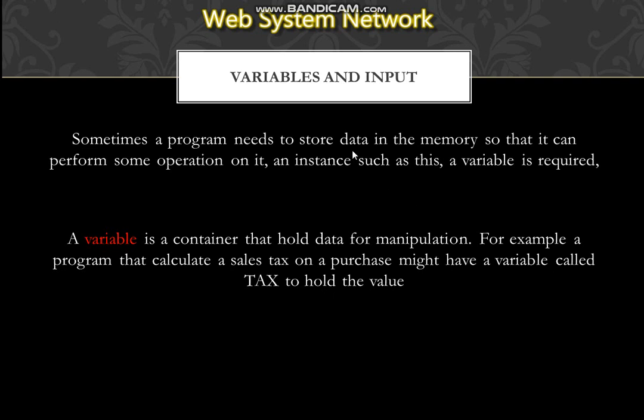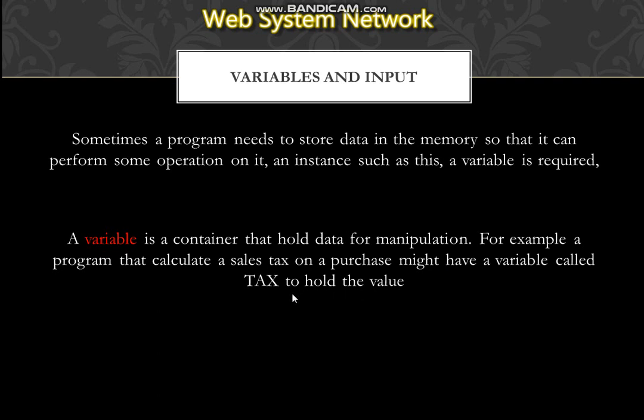Then we talk about variables and input. How are they related? Sometimes a program needs to store data in memory so that it can perform some operation on it. In an instance such as this, a variable is required. A variable is a container that holds data for manipulation or for later use. For example, a program that calculates a sales tax on a purchase might have a variable called tax.